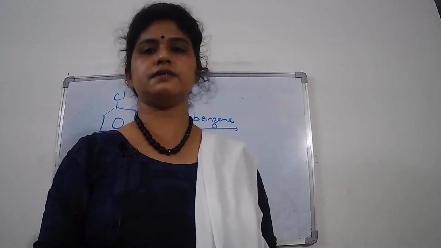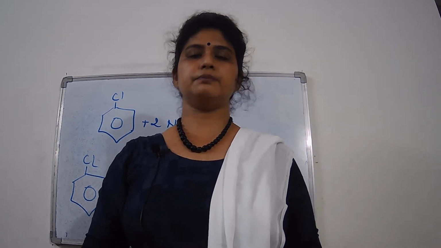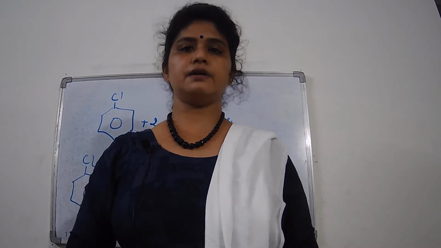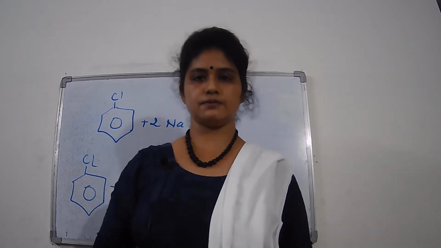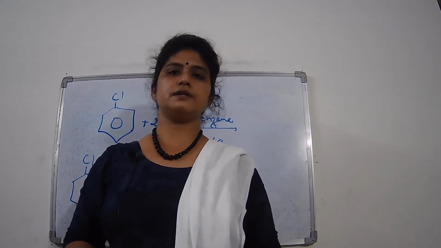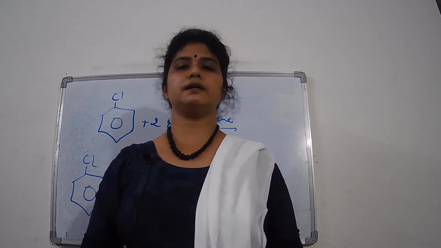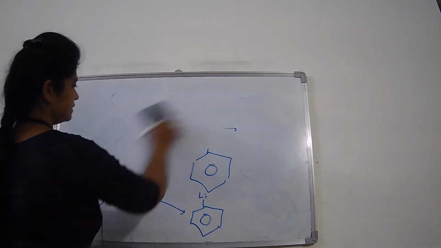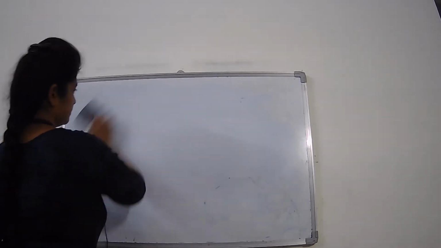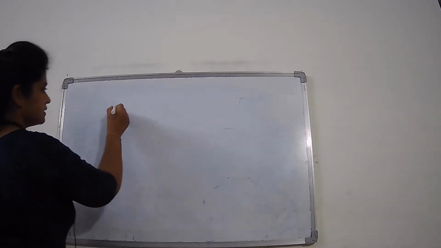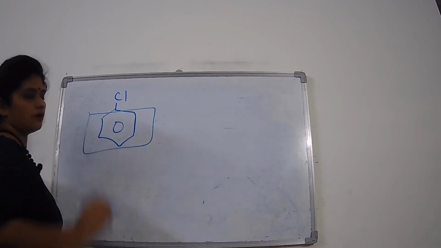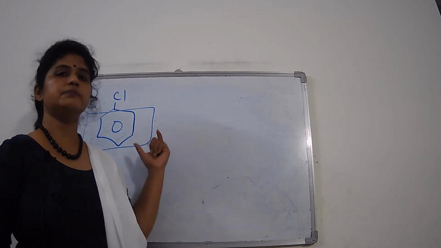Hello dear students, in the previous lecture we studied the preparation of chlorobenzene and one kind of substitution reaction, the nucleophilic substitution reaction carried out by chlorobenzene. Now the second type of chemical reaction is the electrophilic substitution reaction, carried out by the benzene ring present in chlorobenzene. So this is chlorobenzene. The electrophilic substitution reaction is always carried out on the benzene ring.